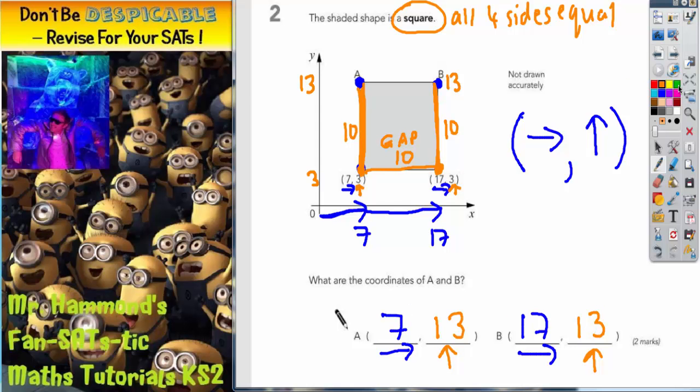Point A is 7 across because it is level with this 7, and it is 13 up because it is 3 plus the extra 10 for the side of the square to make 13. Point B is 17 across because it is level with this 17. And again, the side of the square is 10, so this 3 plus the 10 would give us the 13. So there's both your coordinates.